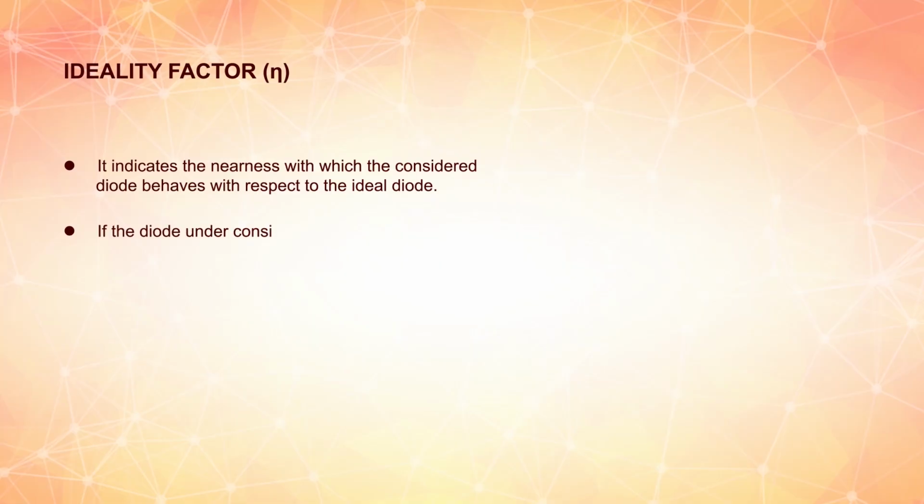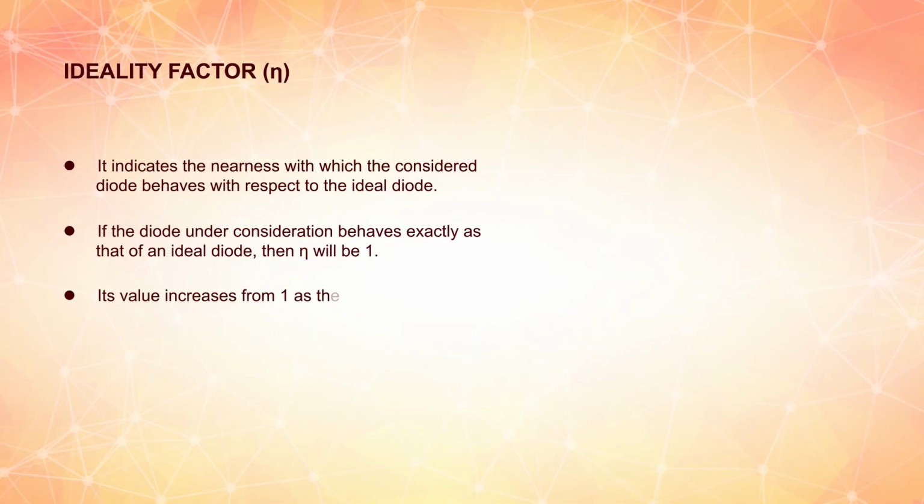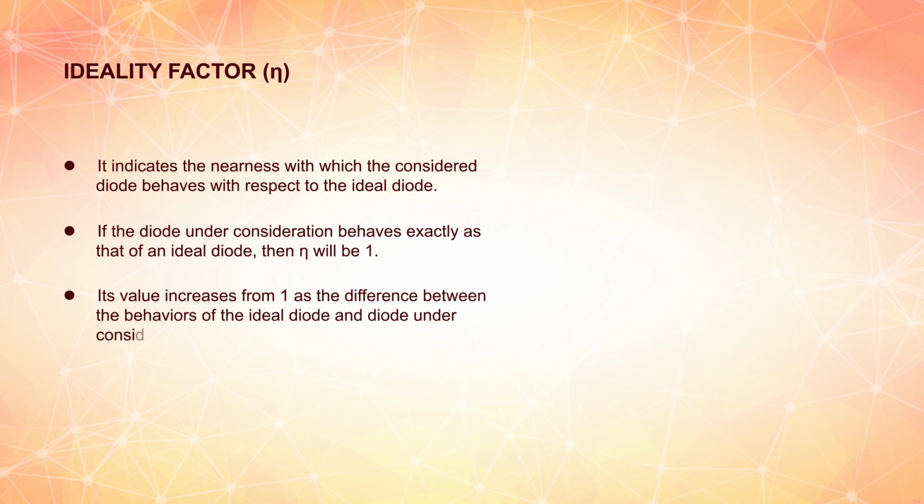If the diode under consideration behaves exactly as an ideal diode, then the value of ideality factor will be 1, but practically it will never be exactly 1, because if it becomes 1, then it is called the ideal diode. Its value increases from 1 as the difference between the behavior of the practical diode and the ideal diode increases. So, greater is the deviation, greater is the value of n, the ideality factor.